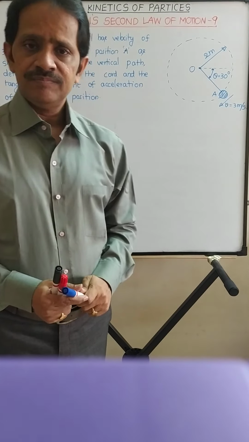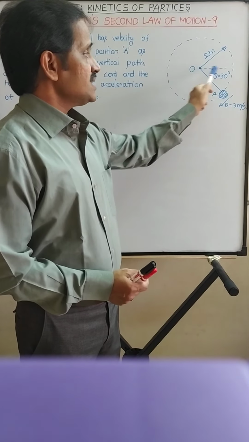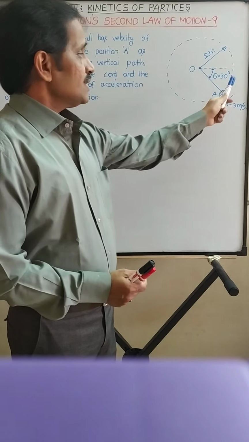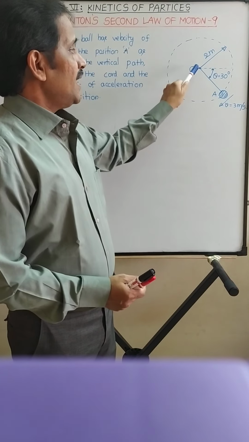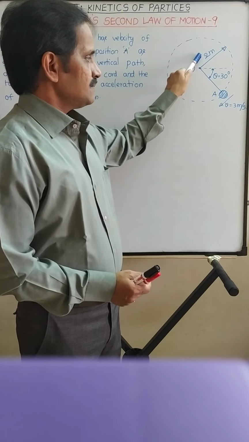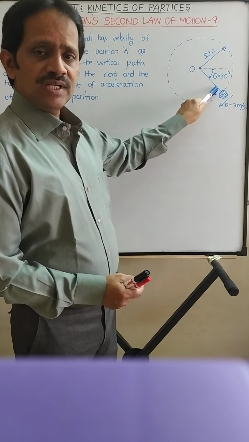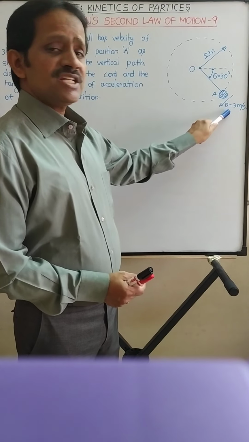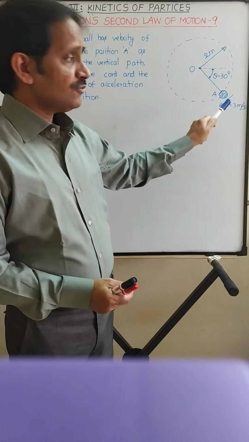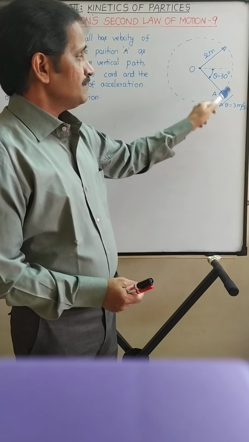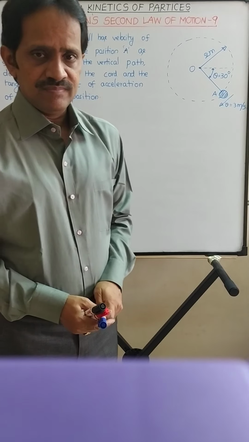At which position? At position A. Means when it is making 30 degrees with horizontal. So it is moving in vertical curvilinear path, and the radius of curvature is 2 meters. So when it is at A, that is 30 degrees with respect to horizontal, the velocity is 3 meters per second. At this position, at this instant, you have to find out the tension in the cord and the tangential component of acceleration. Right?